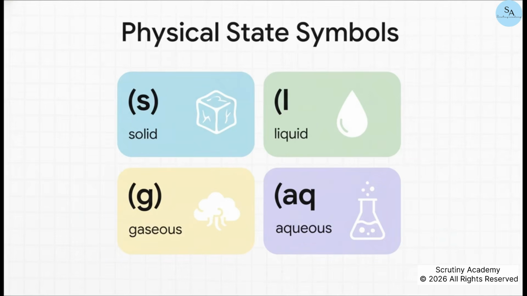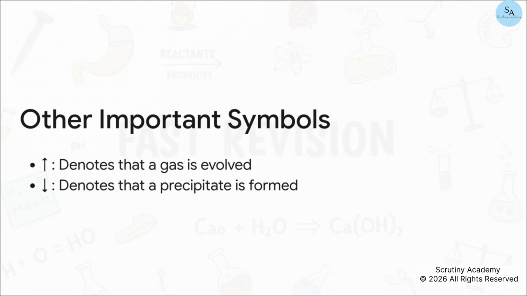Hey, want to make your answers even better? Add the physical states. An (s) for solid, (l) for liquid, (g) for gas, and (aq) for aqueous, which just means it's dissolved in water. These little details can grab you extra credit. And just 2 more quick symbols. An arrow pointing up means a gas is bubbling out. An arrow pointing down means a solid precipitate has formed and sunk to the bottom.